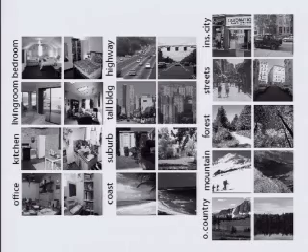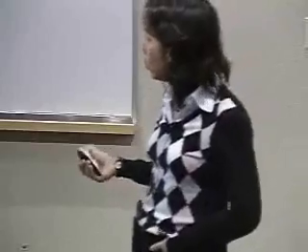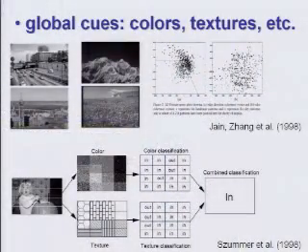So we'll do 13 classes of natural scene categorization, basically 4 indoor scenes and 9 outdoor scenes. And I hope at the end of the talk I'll convince you we'll do a very good job on this.